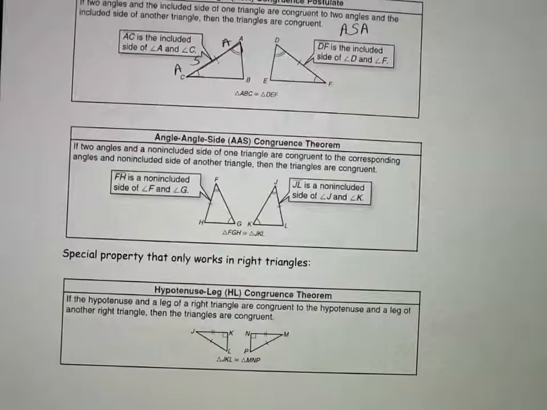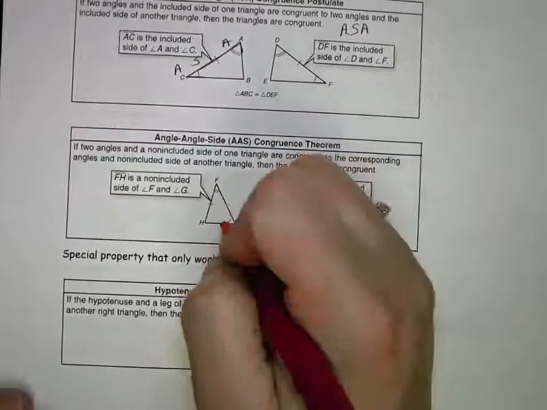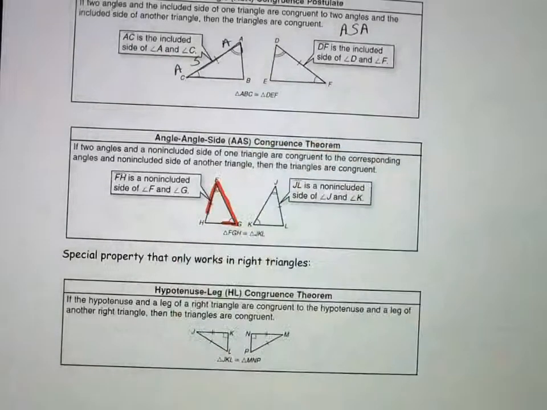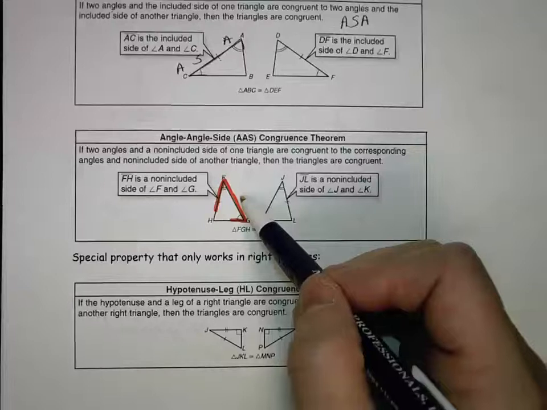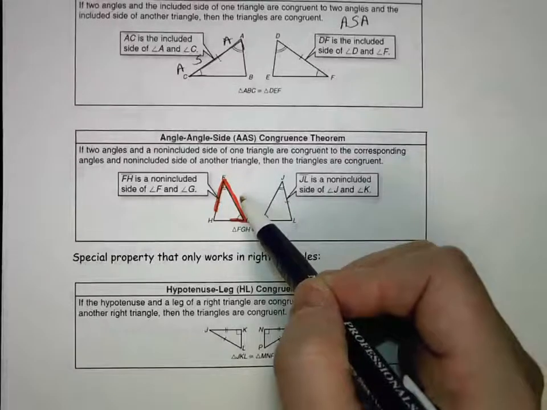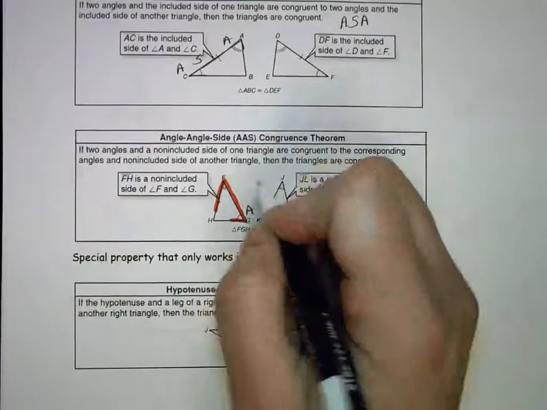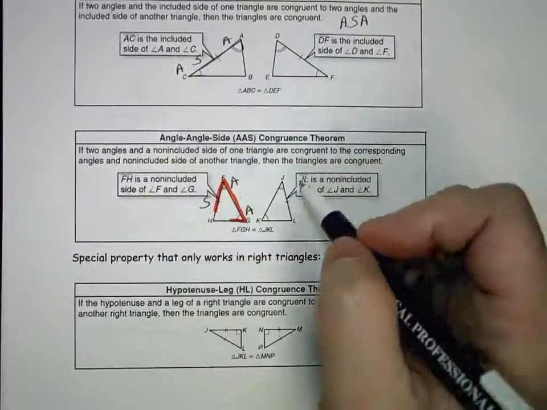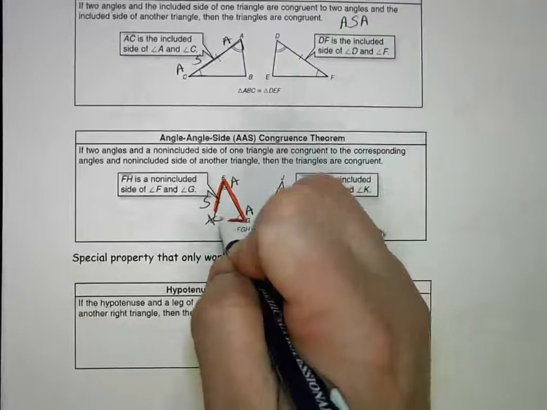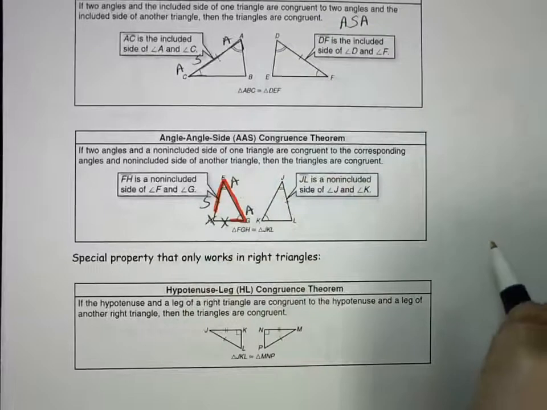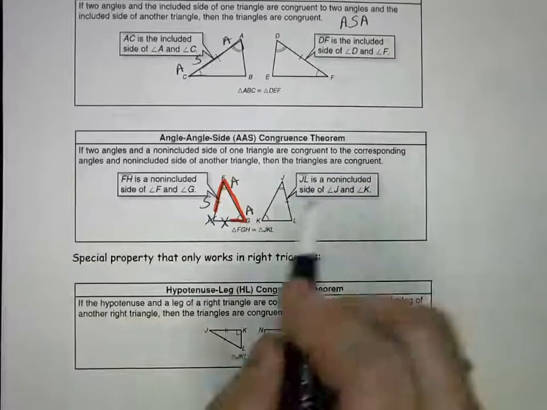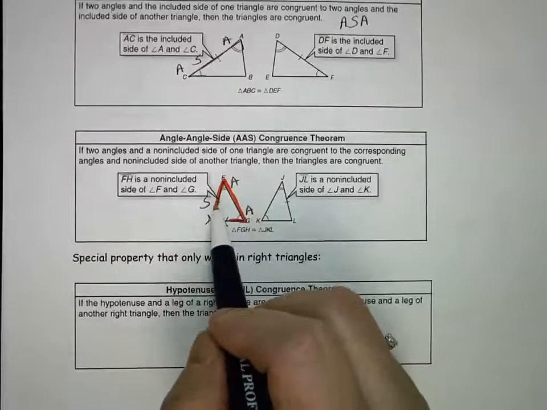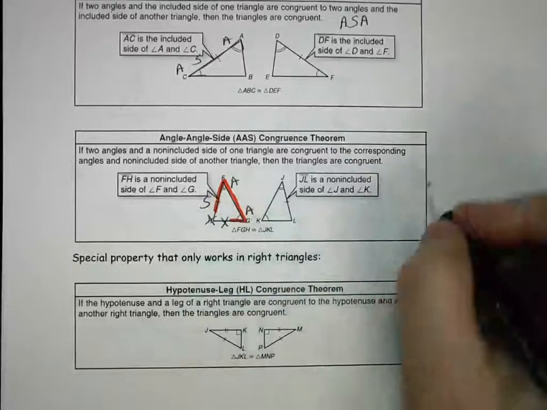The next one is angle, angle, side. And the thing that's tough about this one is right here, we don't know anything about this side, but we know this angle, and that side. And sometimes I like to put an X here. We don't know anything about those two. So you can start either here and have angle, angle, side, or here and have side, angle, angle.